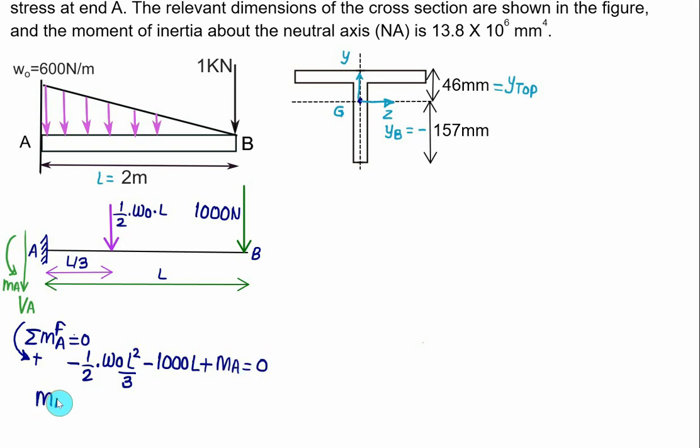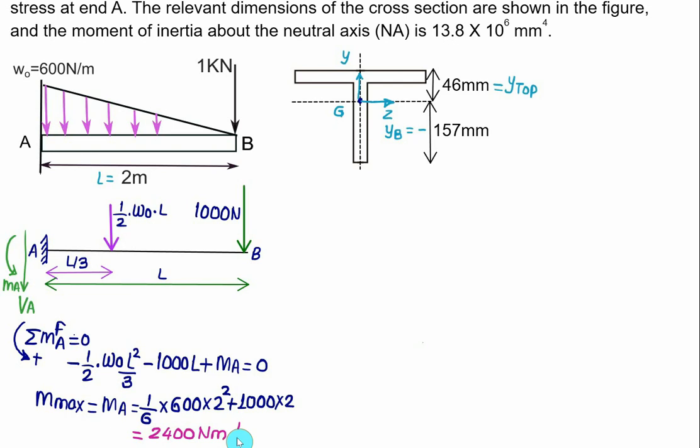So maximum bending moment in this case will be at the fixed end and is equal to MA. Shifting the terms to the right, it is positive: 1 by 6, W0 is equal to 600, L square is 2 square, this value also becomes positive, so plus 1000, L is equal to 2. So this maximum value will come out to be a positive value. Positive value means that the assumption is correct, and this value comes out to be 2400 Newton meter.